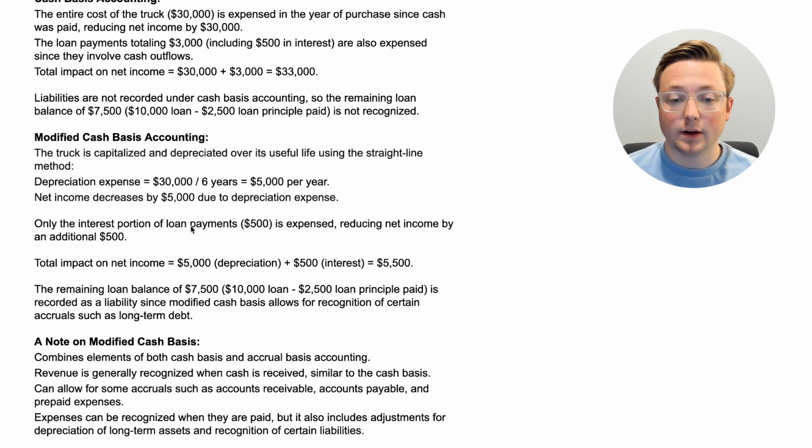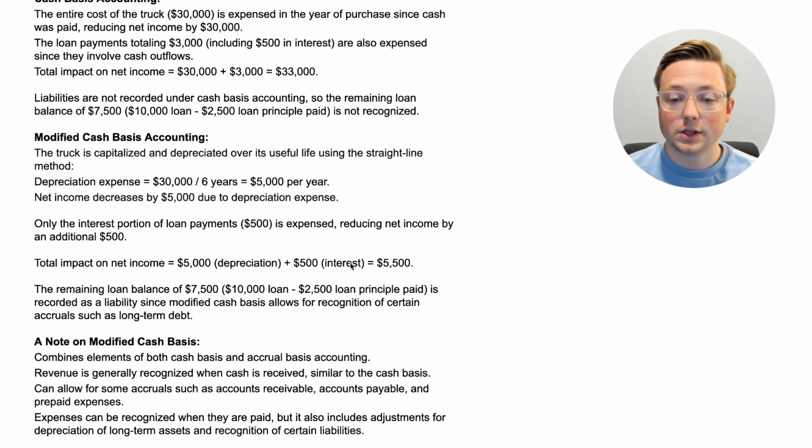Only the interest portion of loan payments, the $500, is expensed, reducing net income by an additional $500. And that's very similar to accrual accounting. If you remember, interest is an expense, but then the remaining debit is actually a debit to the liability, to the loan.